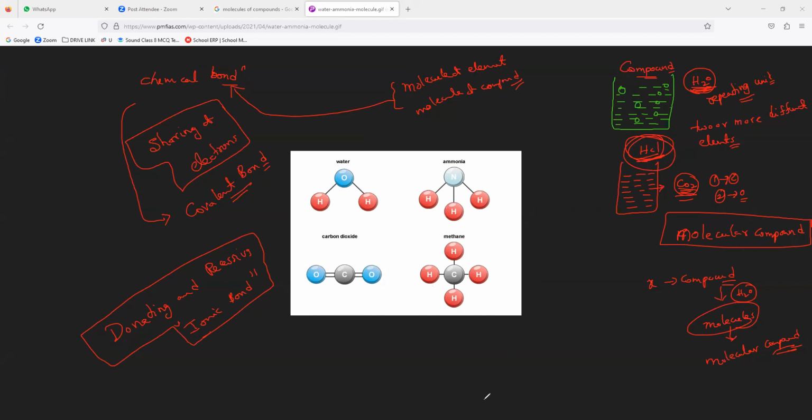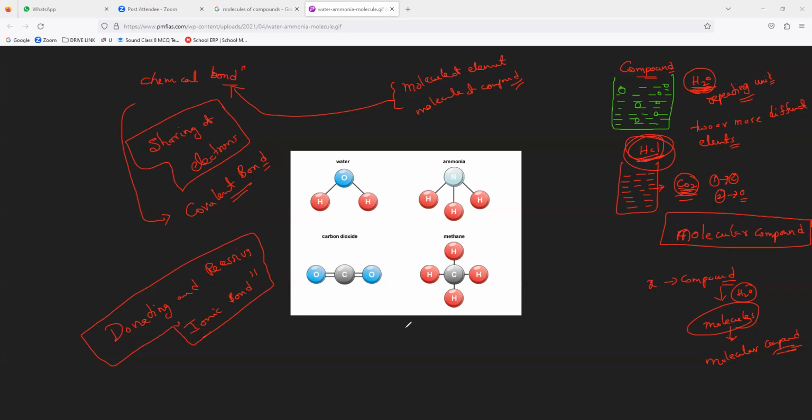Remember, different atoms always have different forces of attraction. No two bonds have the same force of attraction. Oxygen and hydrogen, different force of attraction. Nitrogen and hydrogen, different. Carbon and hydrogen, different. Carbon and oxygen, different. So different atoms and different molecules are held together with different strengths of forces, and atoms of different elements are always joined together in definite proportions to form a molecule of a compound.